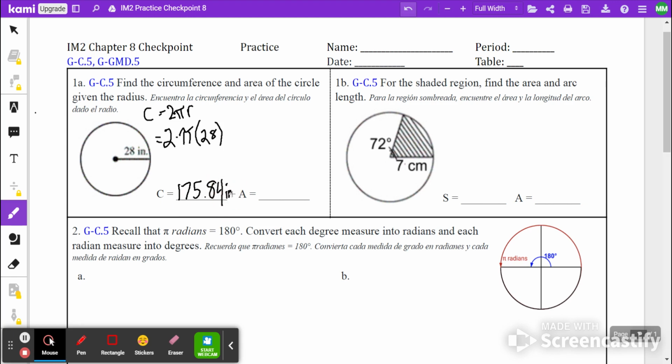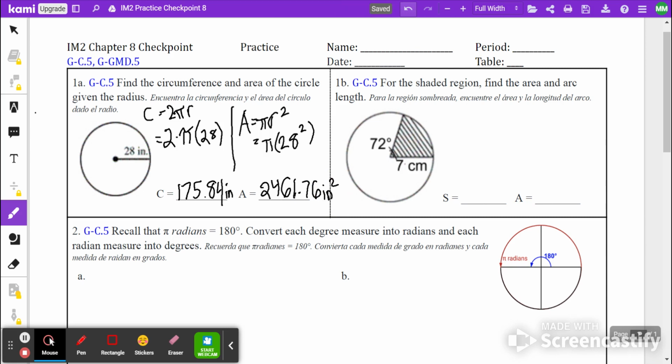175.84 inches. And area is calculated as pi r squared. That's going to be pi times 28 squared. And that's going to be, I'll put that on my calculator too, 2,461.76 inches squared.